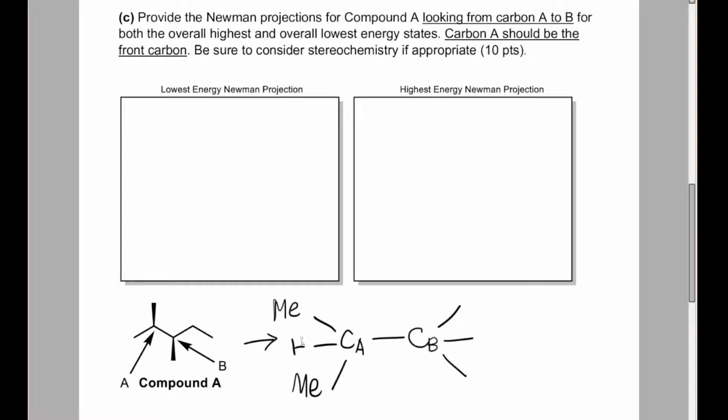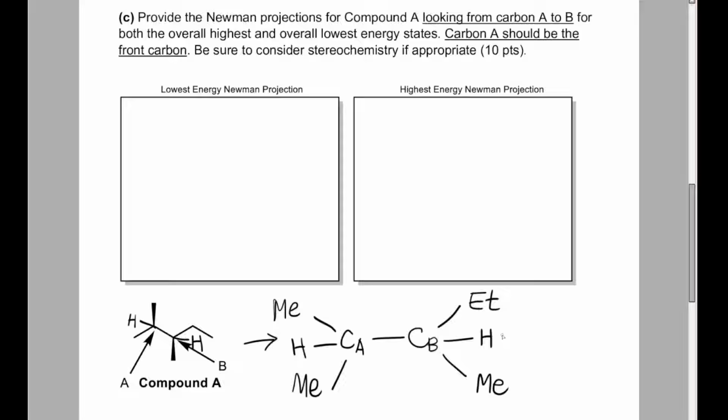And then in the middle, there's a hydrogen. And the same with carbon B, except this time it's an ethyl group, a methyl group, and hydrogen. So with this, we can move on to drawing the Newman projections. There are 2 types of Newman projections overall. There's a staggered type and an eclipsed type.